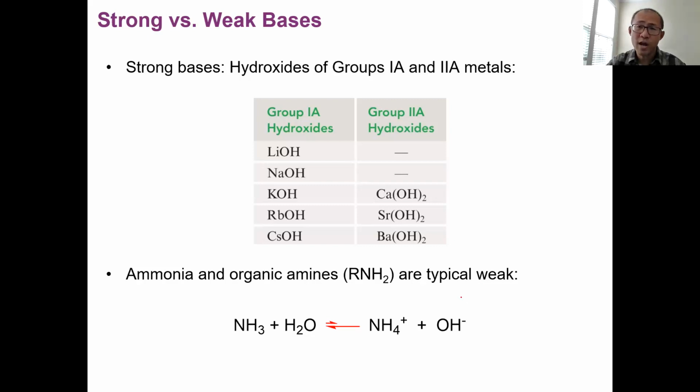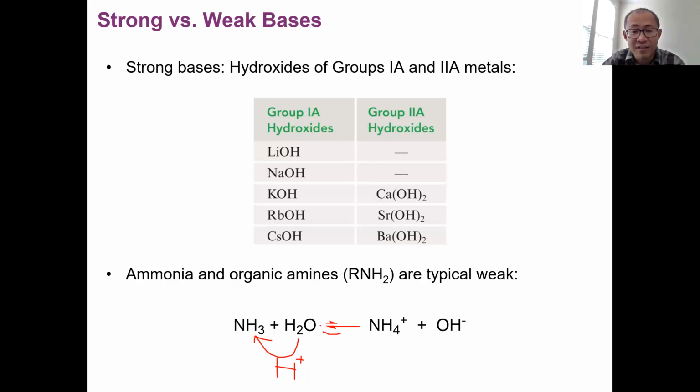In contrast, weak bases usually don't contain hydroxide. Weak bases are usually ammonia, NH3, or organic derivatives of ammonia. We call them amines. Of course, in this class we're not going to study organic molecules, but I want to give you the inorganic molecule ammonia as an example of a weak base. We have seen this reaction before. Ammonia can serve as a base because water can donate a proton to ammonia. And because ammonia can accept a proton, ammonia is a base.